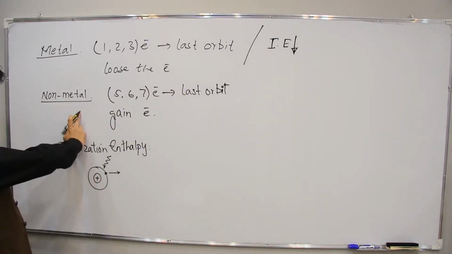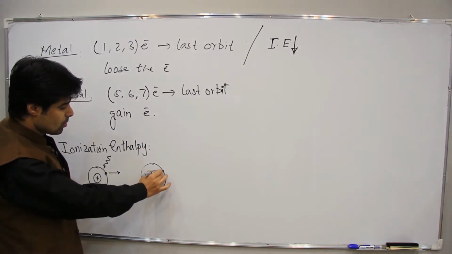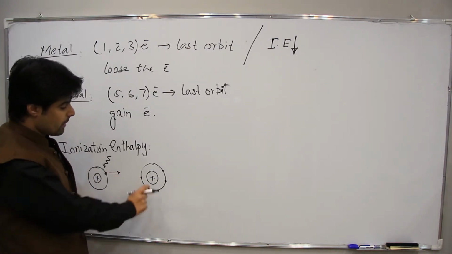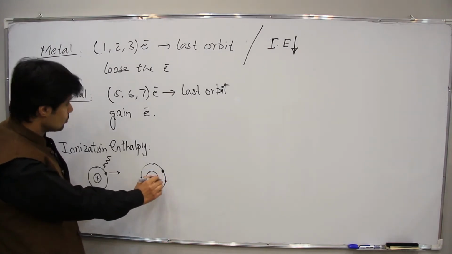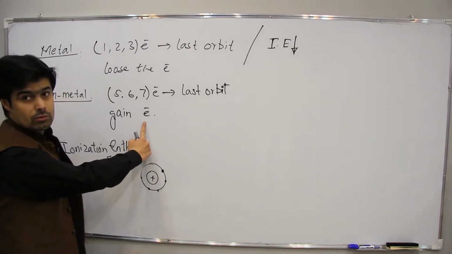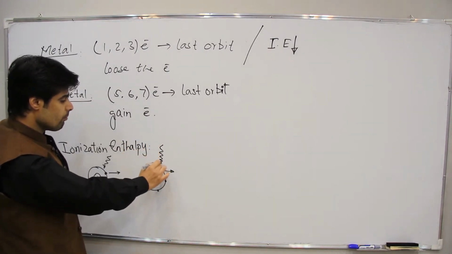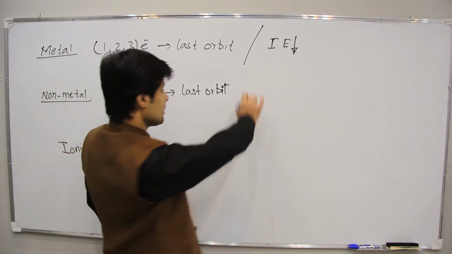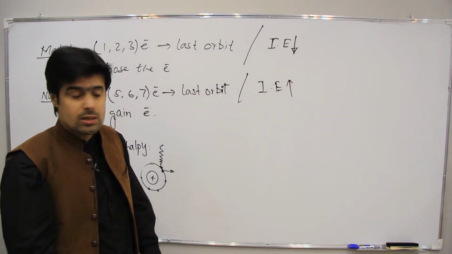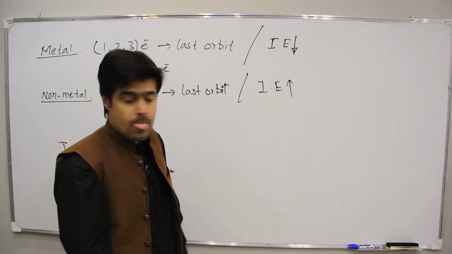But whenever you're talking about the non-metals, they are those elements which have got 5, 6 or 7 electrons, and they do not want to lose their electrons. It means they want to gain the electron. Now what does it mean? It means for removing this electron, we should give more amount of energy. Now in terms of ionization enthalpy, non-metals are those elements which their ionization enthalpy is larger than the metals.